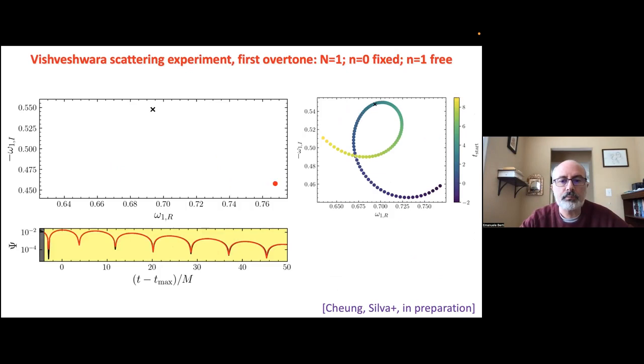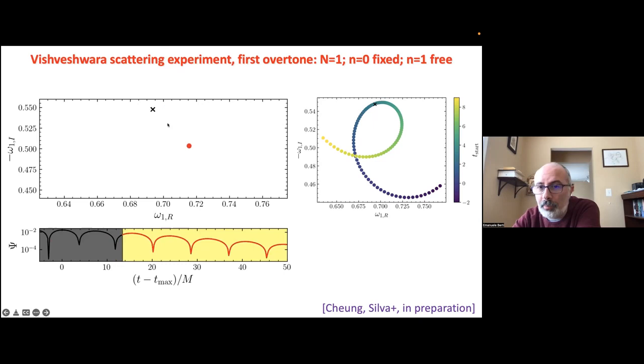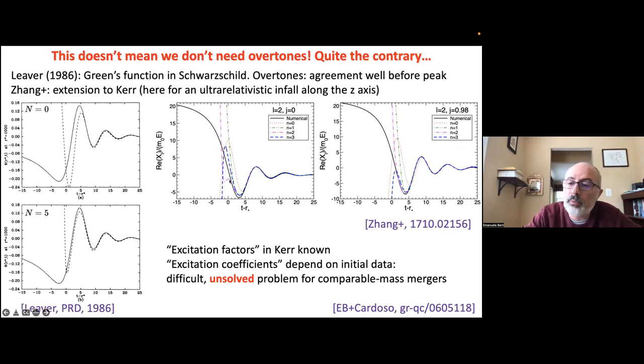In fact, even if you assume that the first mode is known, the same problem occurs, as you can see here. The overtone just flies through the true value and goes away. And this doesn't mean, however, that we don't need the overtones. In fact, it has been known in linear perturbation theory that by including multiple overtones, this was the original study by Leaver, if you include more and more overtones, you can get a very good fit of the waveform up to the peak and possibly even before.